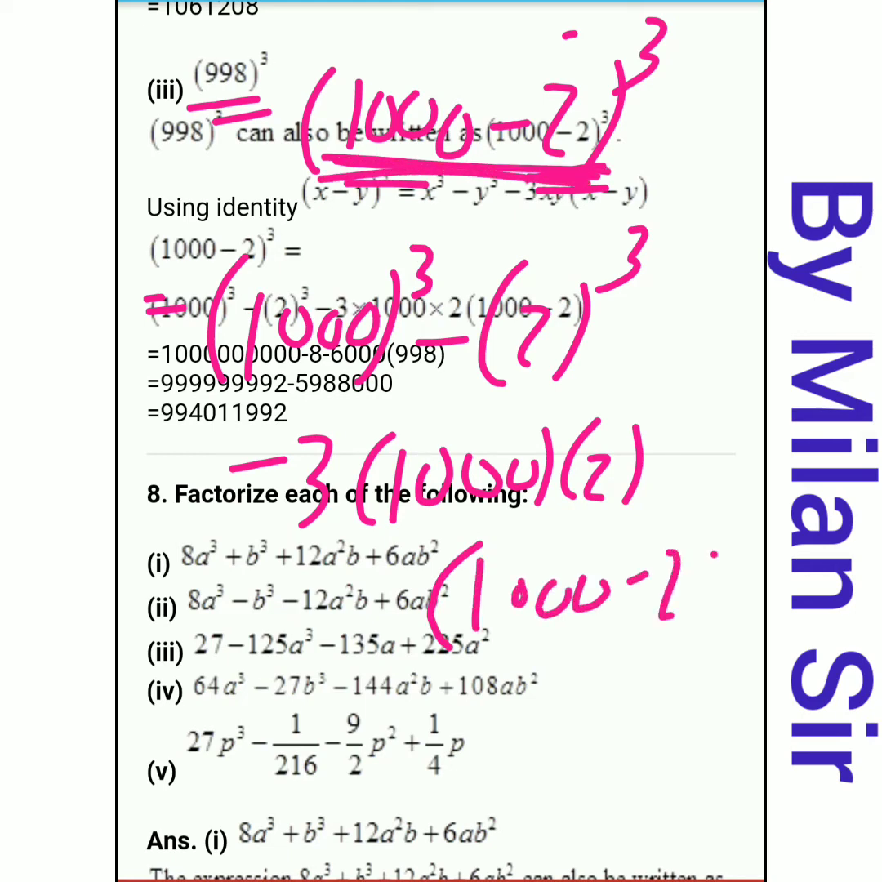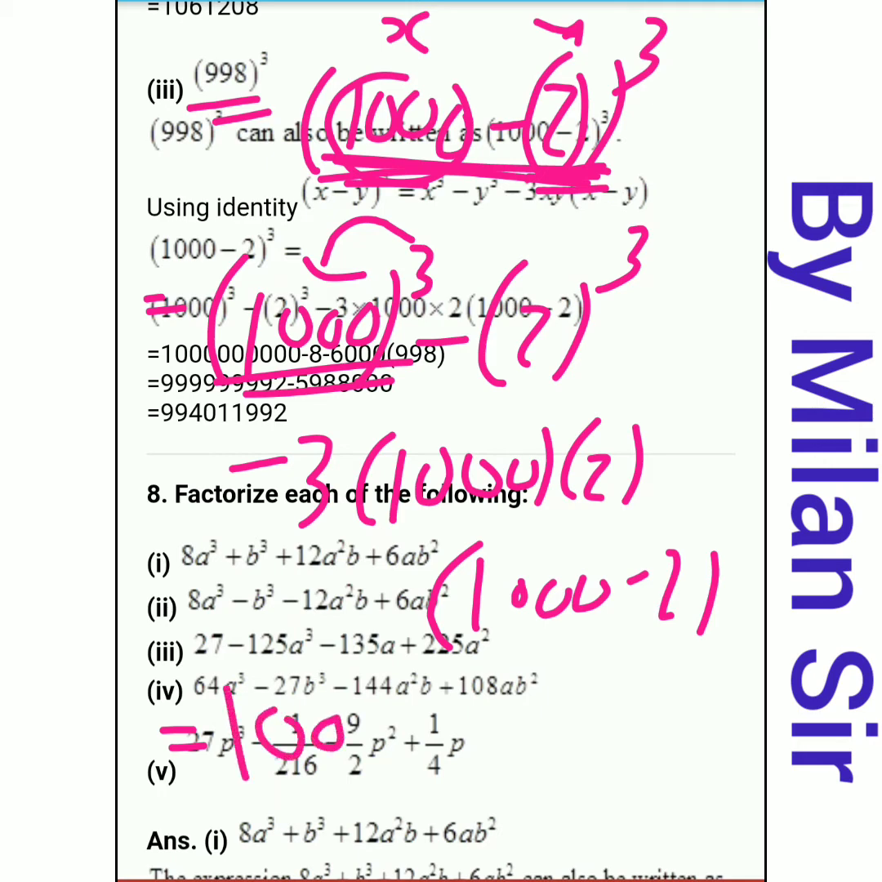Okay, this is our identity: x cube minus y cube minus 3xy in bracket x minus y. Here our x is equal to 1000 and y is equal to 2. Okay, now we need to write the answer. Here after 1 we have 3 zeros and our exponent is 3, so 3 multiply number of zeros, so 3 3s are 9, so after 1 we need to put 9 zeros. Our exponent we need to multiply with number of zeros, so 3 3s are 9, so total 9 zeros after 1.